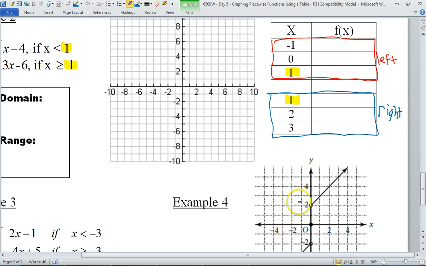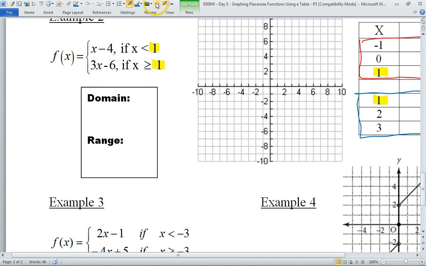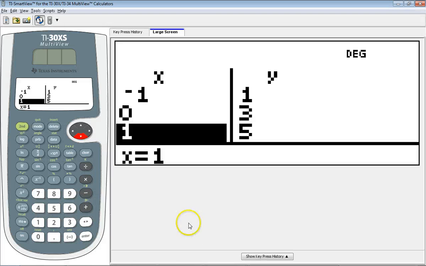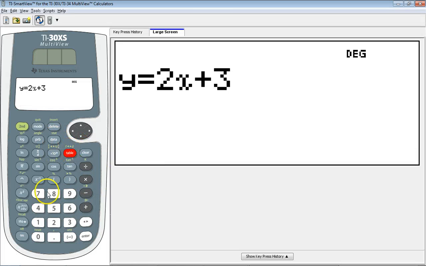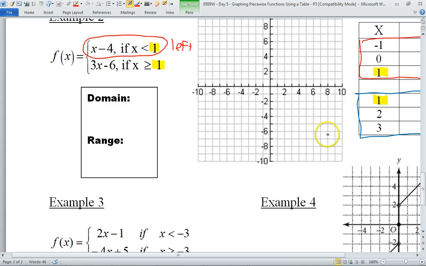So, Ashlyn, can you tell me which one of these equations, the top one or the bottom one, will be the left side? The top one will be the left side. How did you know that so easily? Because the less than sign tells us this is the left side. So I'm going to graph this part first. Okay. So I put x minus 4 in my calculator. Okay, now I'll just make sure I'm looking at the correct values.